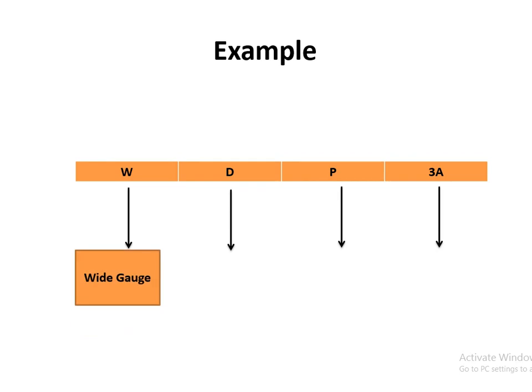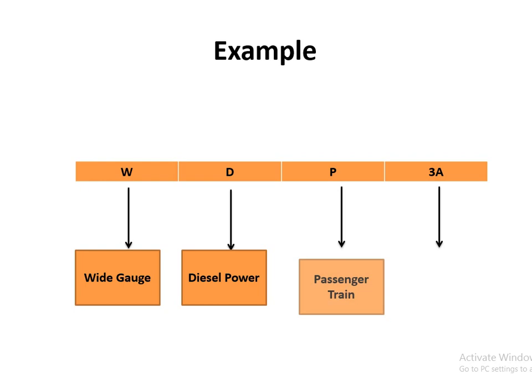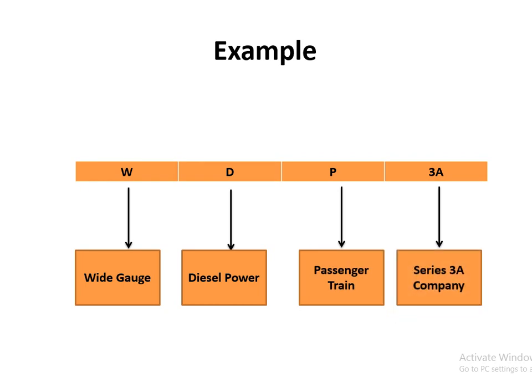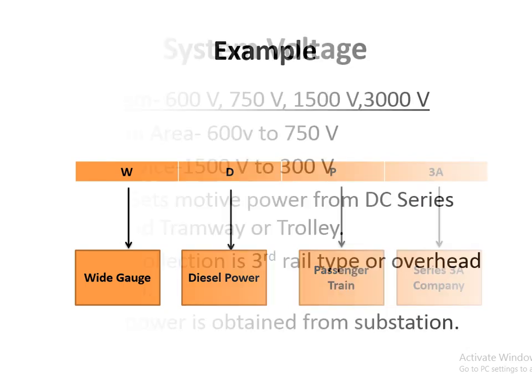So the W stands for wide gauge, D stands for diesel power, P stands for passenger train, and 3A is given by the company series number. So this is the example. Hope from this the idea is clear how the numbering system is given to our Indian Railway.